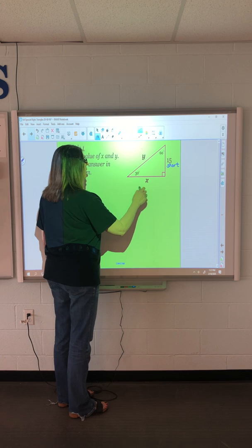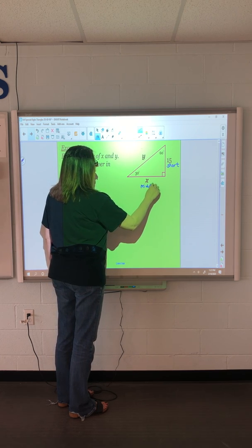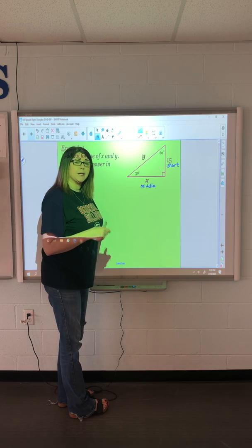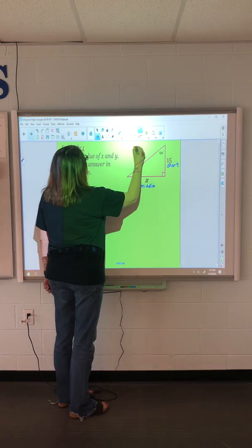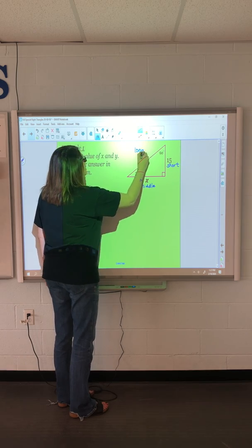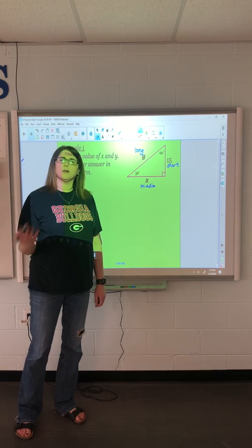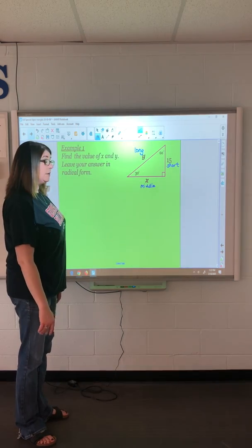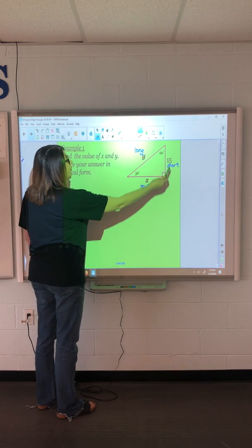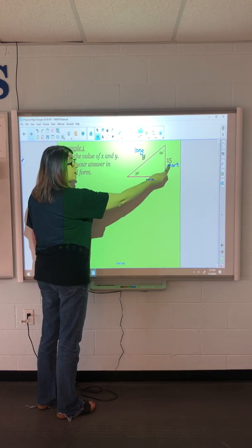So in this picture, I know that x, I'm calling that my middle side. And I know that it's the middle side because it's across from the 60-degree angle. And that means that y is going to be the long side because it's across from the 90-degree angle. And hopefully that makes sense because we've talked about that sort of thing when we dealt with triangles a couple chapters ago.